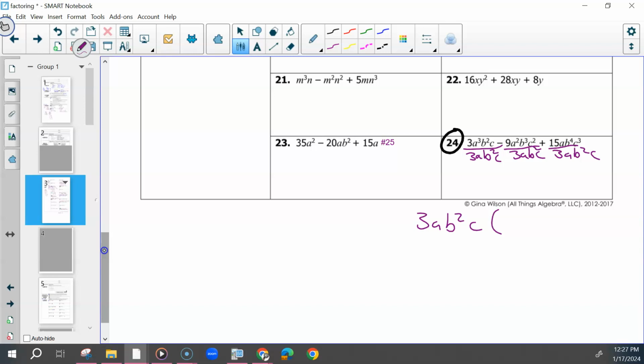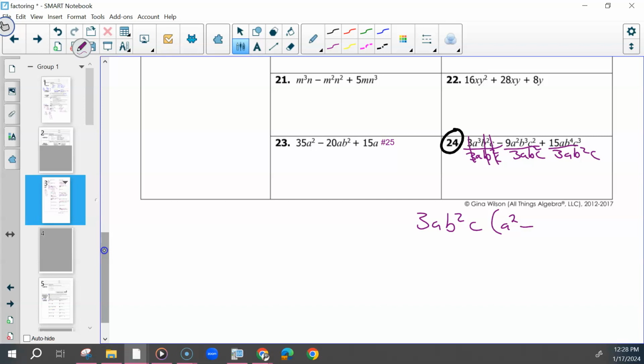Again, take it one step at a time. 3 divided by 3, A to the third divided by A, B squared divided by B squared, C divided by C. What's left in this first term? A squared. You were close. Squared. And then that's it. Everything else cancels. The 3's, the B's, the C.